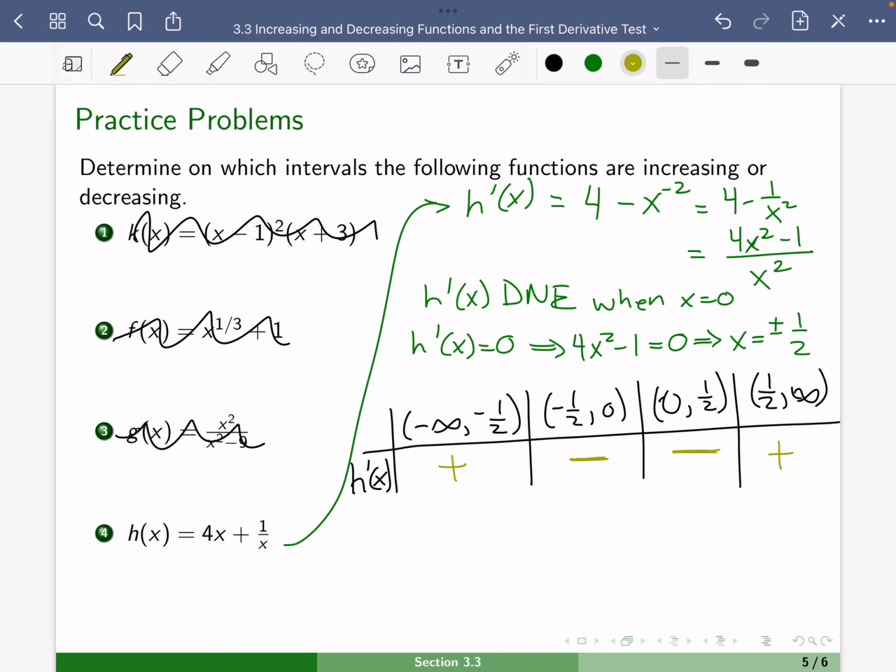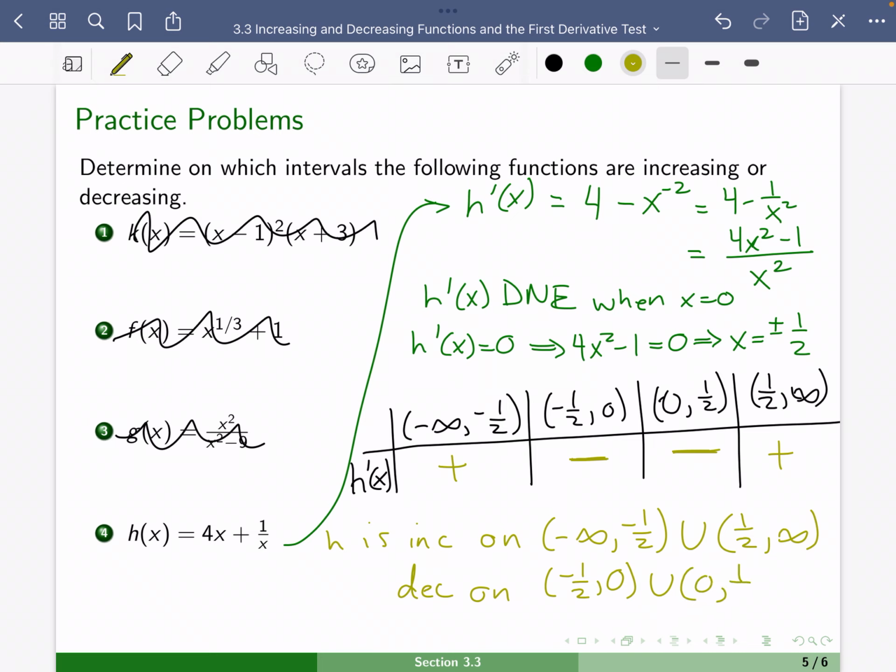So what does this tell us about our function h? It is increasing on negative infinity to negative 1/2, together with 1/2 to infinity, and it is decreasing from negative 1/2 to 0, along with 0 to 1/2. And those are our intervals of increase and decrease.